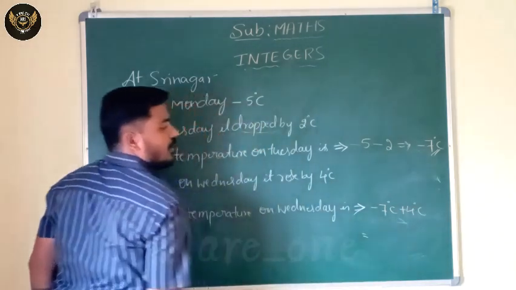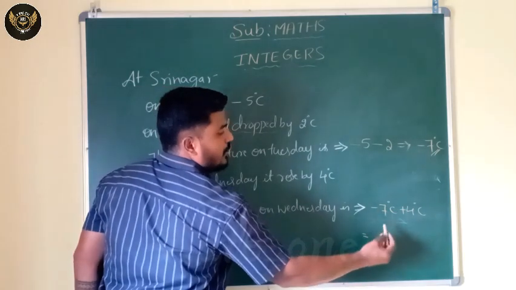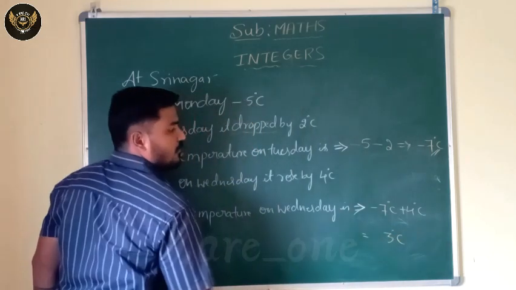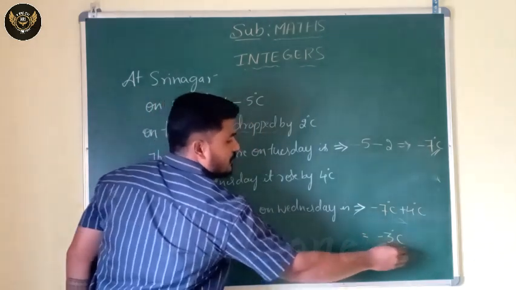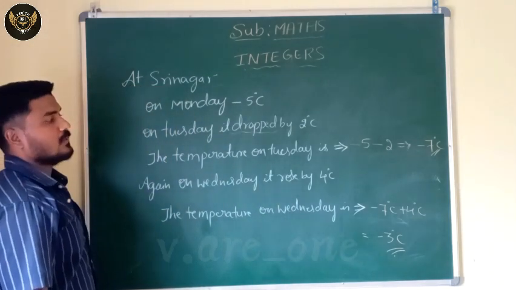The answer is, again here we have two numbers on opposite sides, minus and plus. We have to subtract the numbers. 7 minus 4 is 3 degrees Celsius. The sign of the bigger number 7 is minus. The temperature on Wednesday is -3 degrees Celsius.